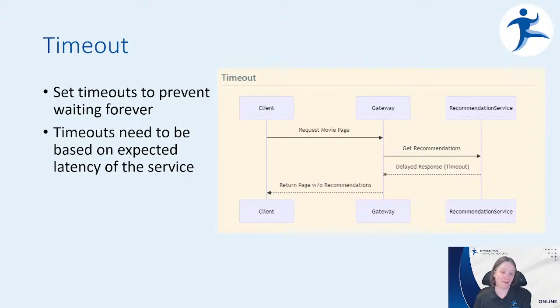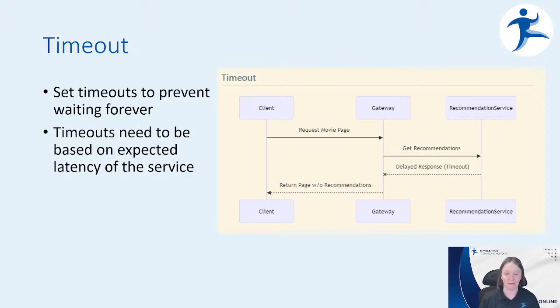Timeout is another pattern you may see in this case, where the microservice is failing. You might want to set timeouts to prevent waiting forever. So you're going to be like, okay, this service that I'm hitting, I know usually takes about 500 milliseconds. That's what it does. Okay, fine. We'll set our timeout to that. So you set your timeout to a time that is expected based on the latency of the service.